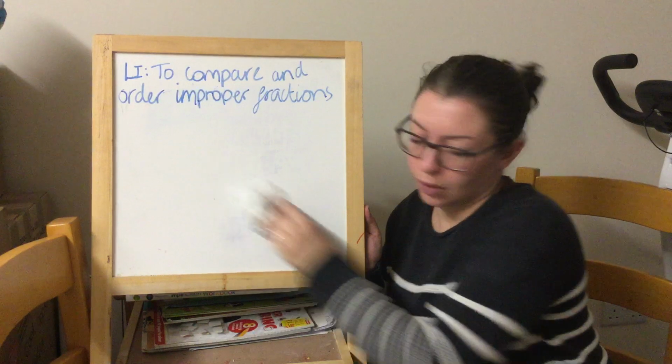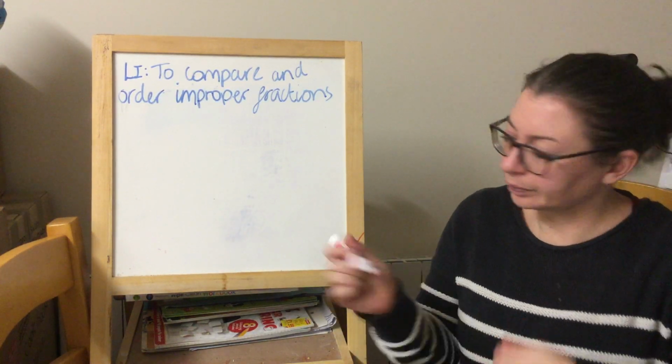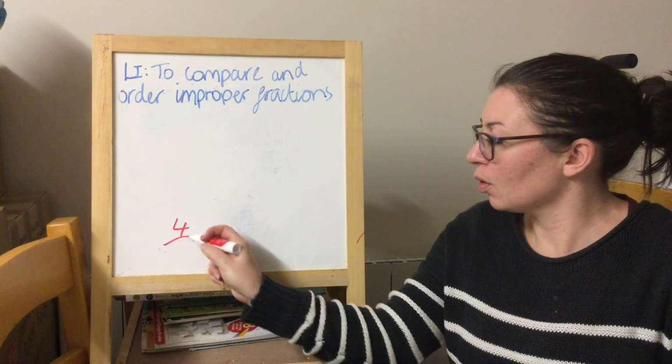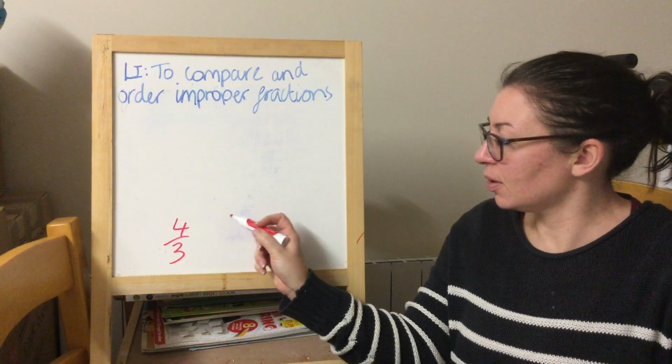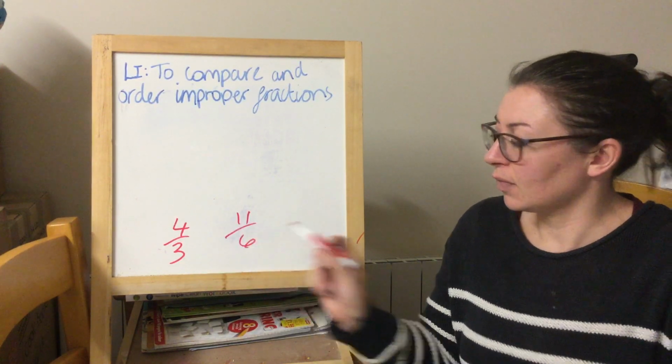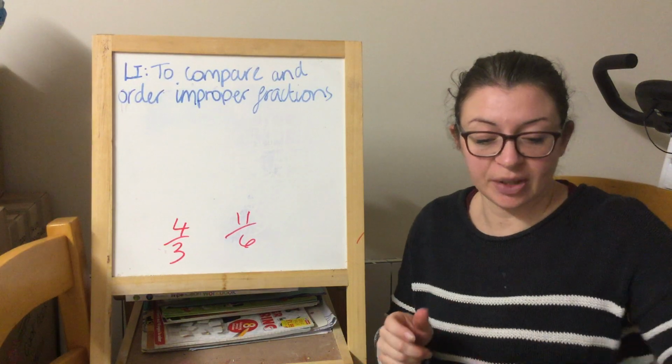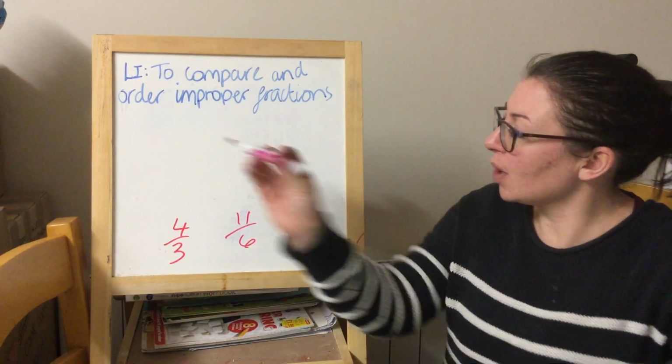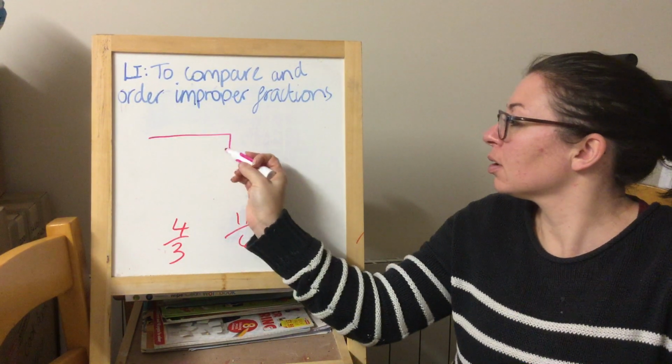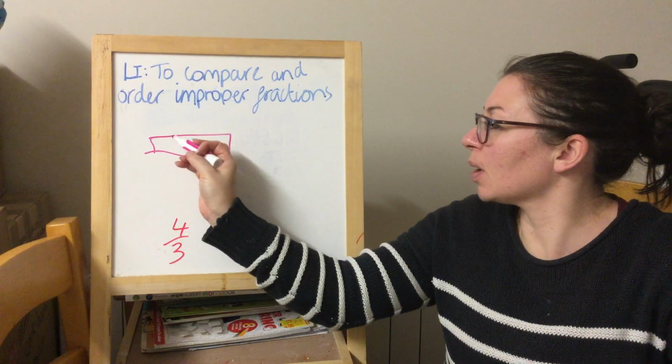Now we're going to compare 4 thirds and 11 sixths. So I'm going to draw my bars again. Oh, that was a really bad bar.